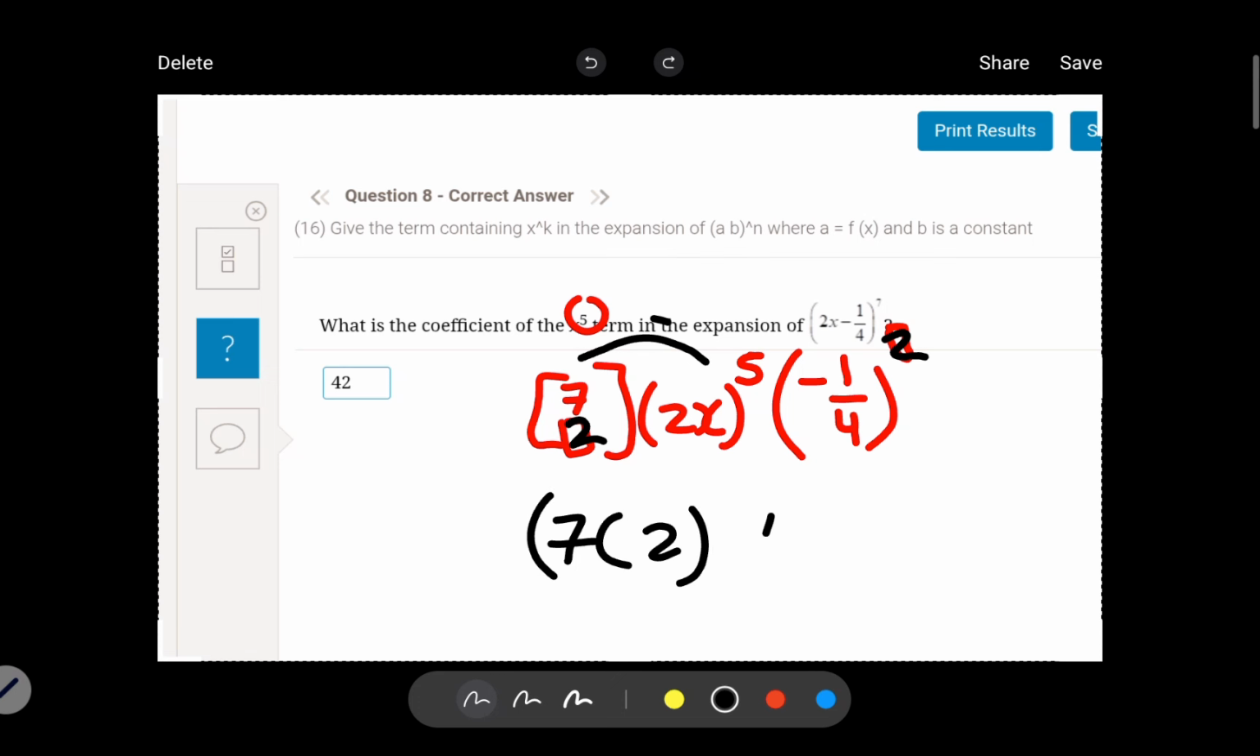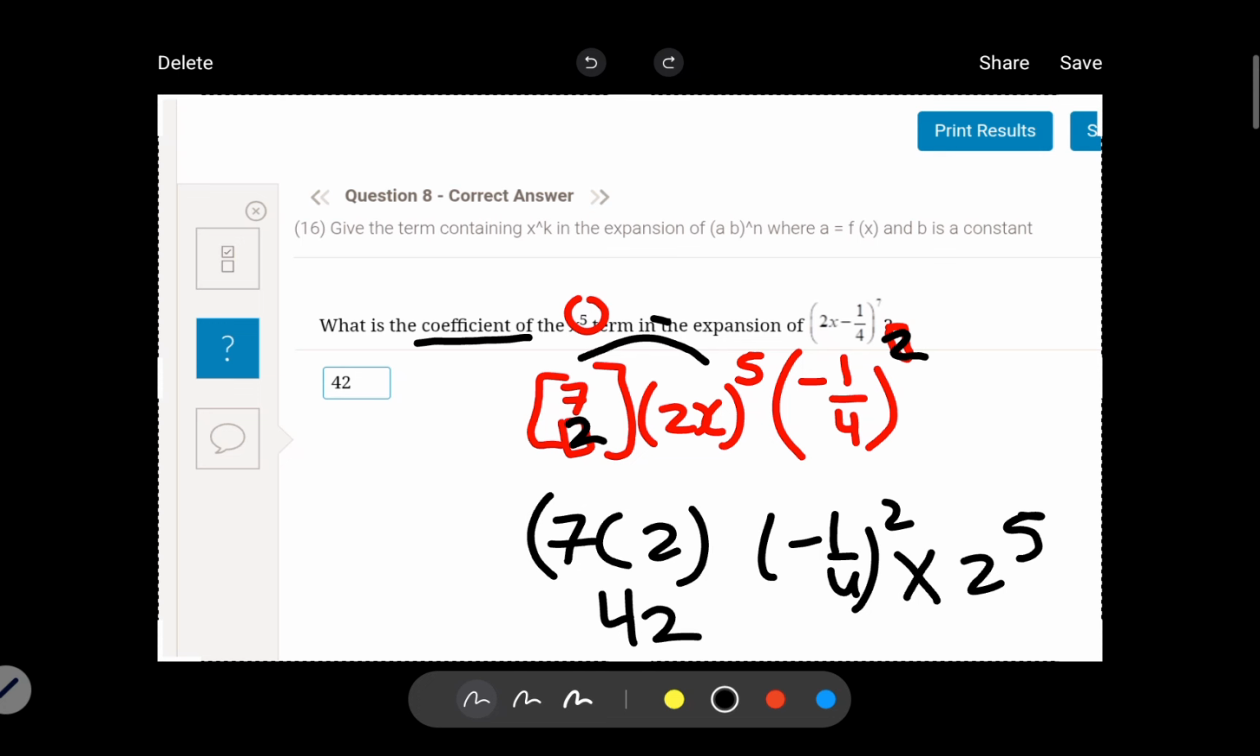7C2 and then (-1/4) to the power of 2, which will get you. Don't forget the brackets, guys. If you forget them, your answer will be fully wrong. Maybe it will give you an error. So don't forget that. Okay, and then you will get a decimal, but then you multiply by 2 to the power of 5, because it's also part of it. You don't put the x, so you will get 42, and then they only said they want the coefficient, so you don't put the x.